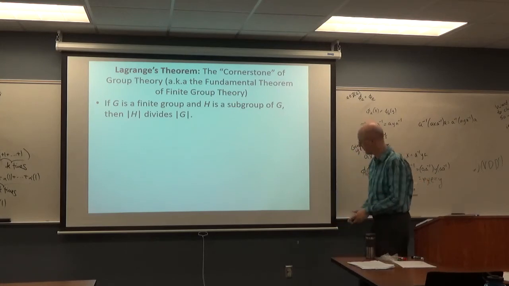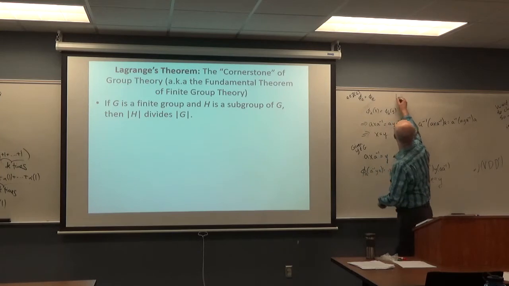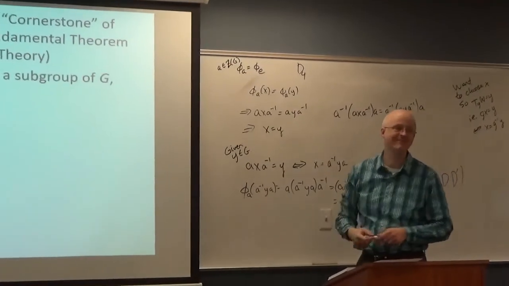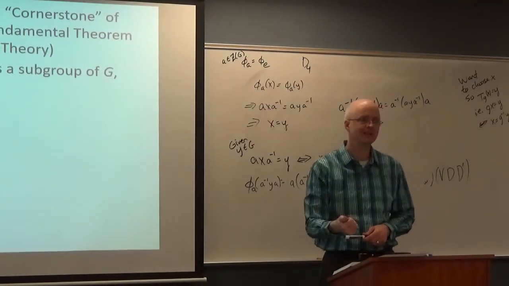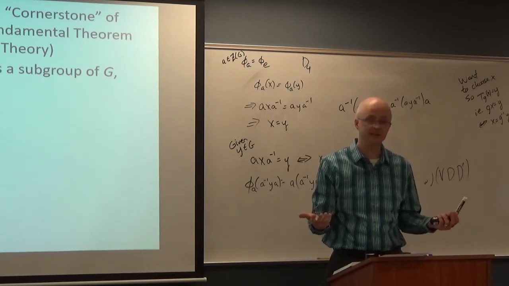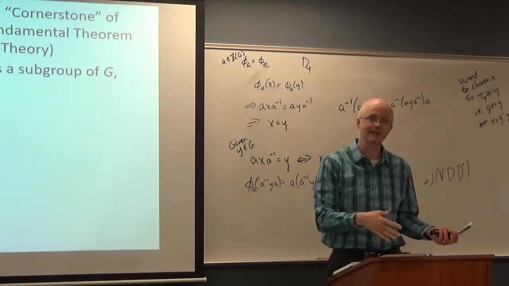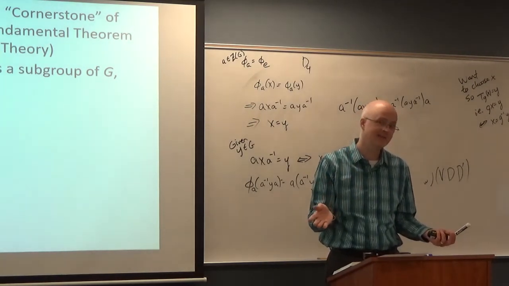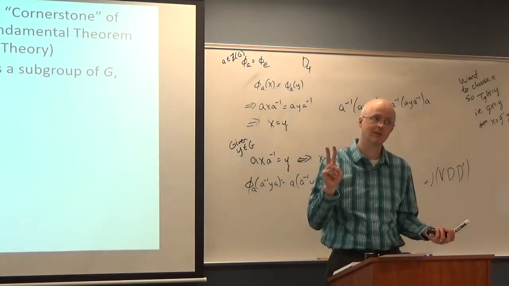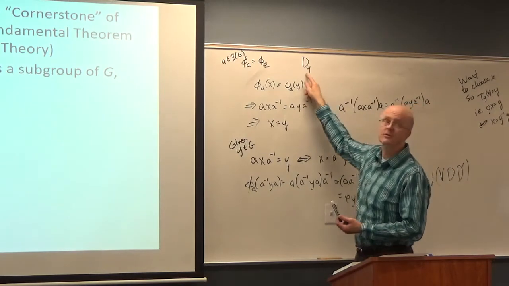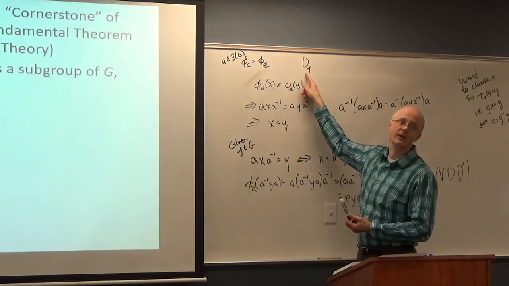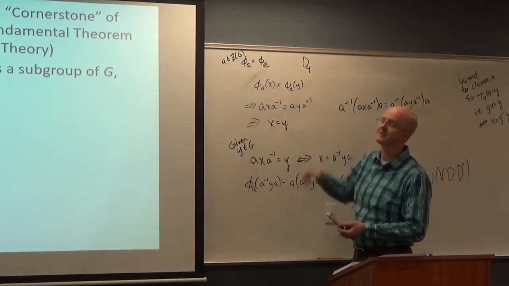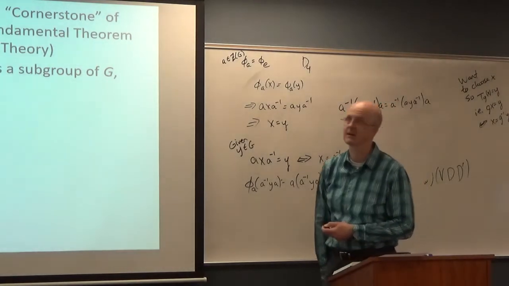In fact, for example, in D4, there are many distinct subgroups of order 2. Take any reflection, it's got order 2. The cyclic subgroup it generates has order 2. And they're all distinct because they all have different reflections in them. There's 4 of those. There's also R180. It's got order 2. There's 5 subgroups of order 2 in D4. Not a unique subgroup of order 2. Okay, so that's not true in general that you would get a unique subgroup of each order.